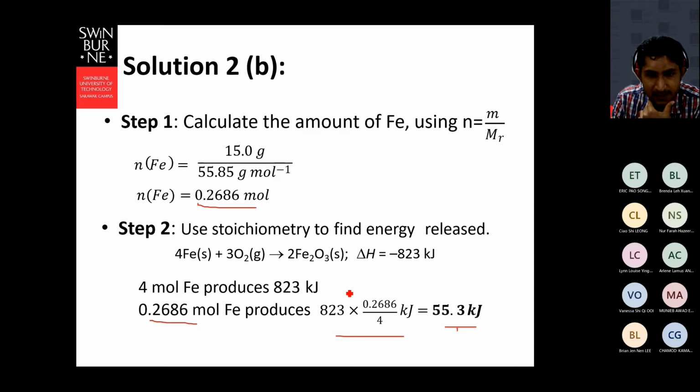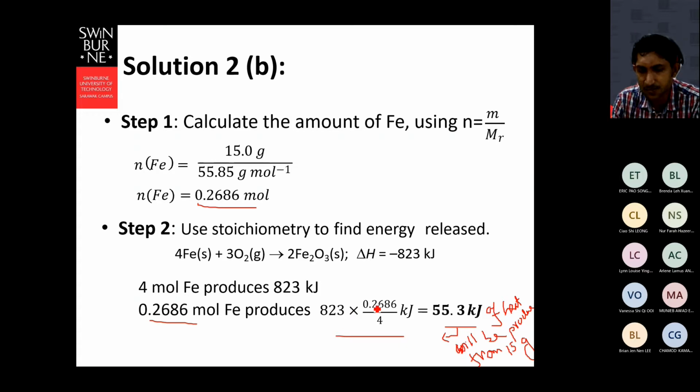So in the exam, actually, you should write that 55.3 kilojoule of heat will be produced from 15 gram of iron. So this is the complete way of showing that a student understood the problem.